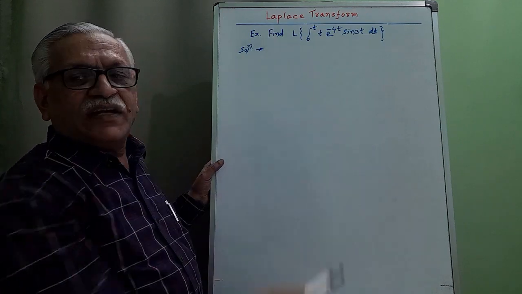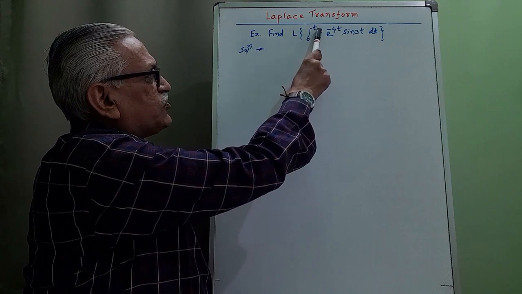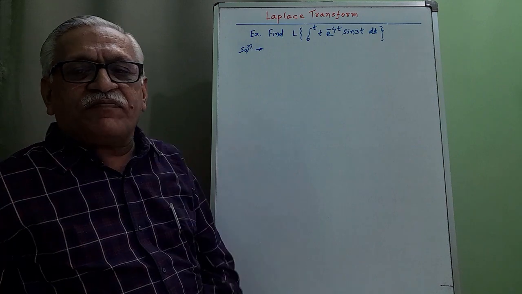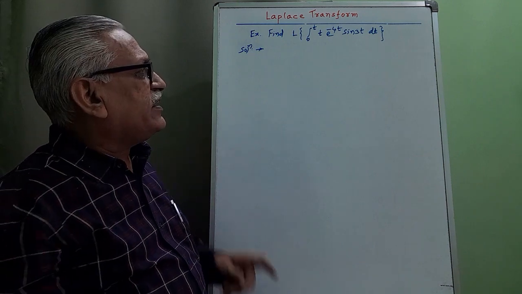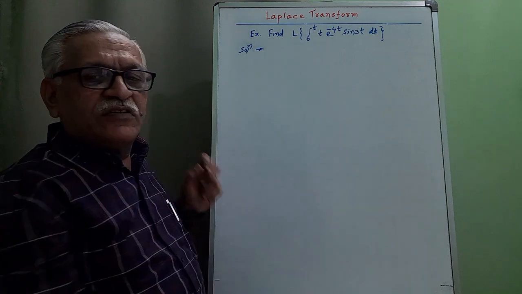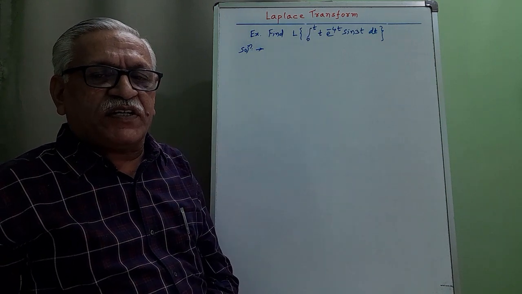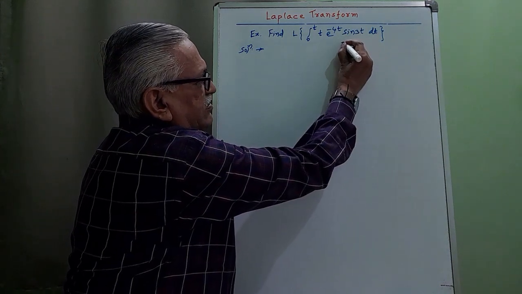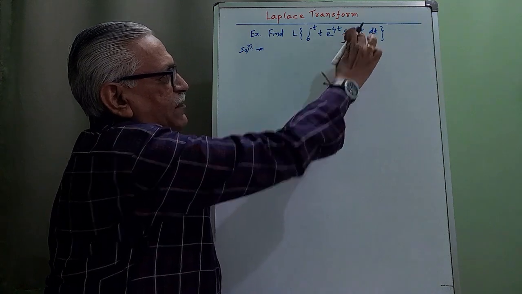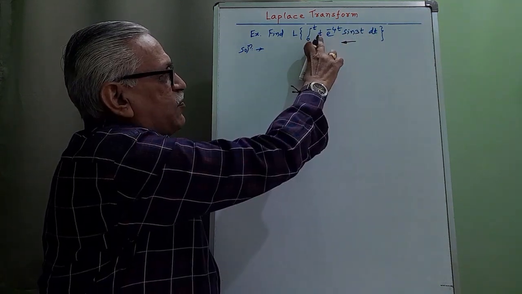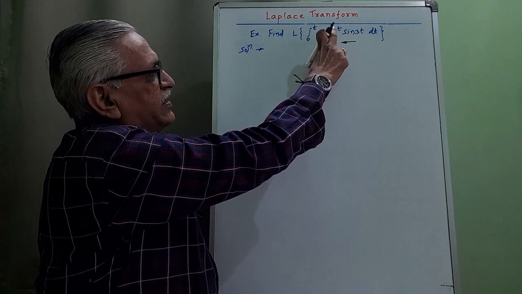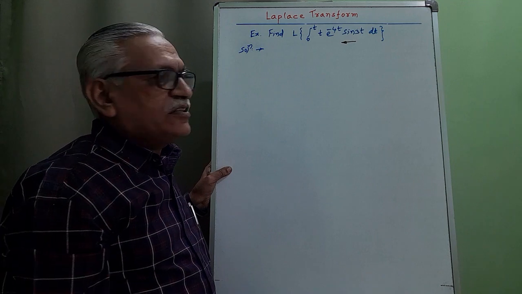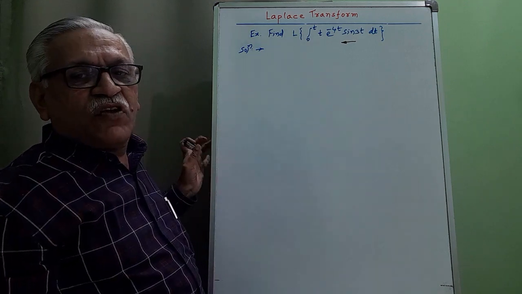Second example, find the Laplace transform of the integral from 0 to t of t e raised to minus 4t sine of 3t dt. This problem contains 1, 2, 3, 4 properties that we have to apply. First we go from right to left direction. Means first we find the Laplace of sine 3t, then we apply the property of multiplication by t, then the first shifting theorem, as we have the term e raised to minus 4t, and finally the Laplace of integral.